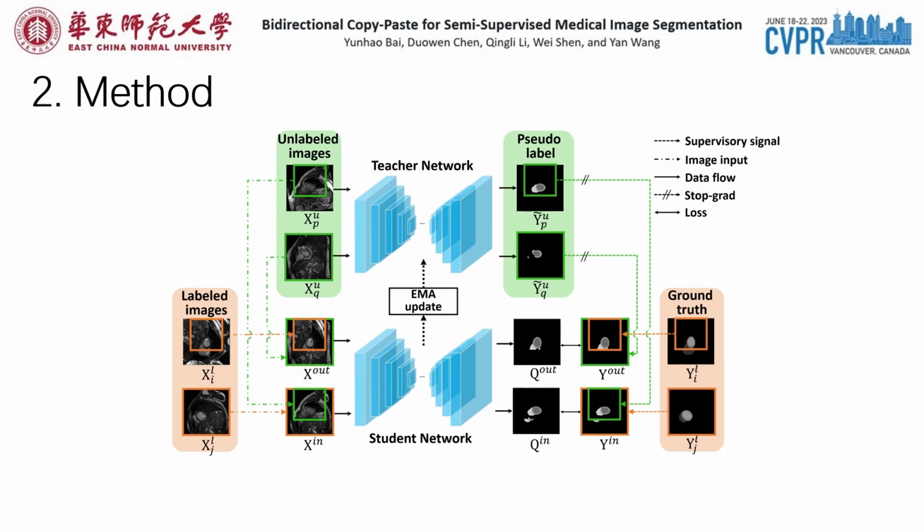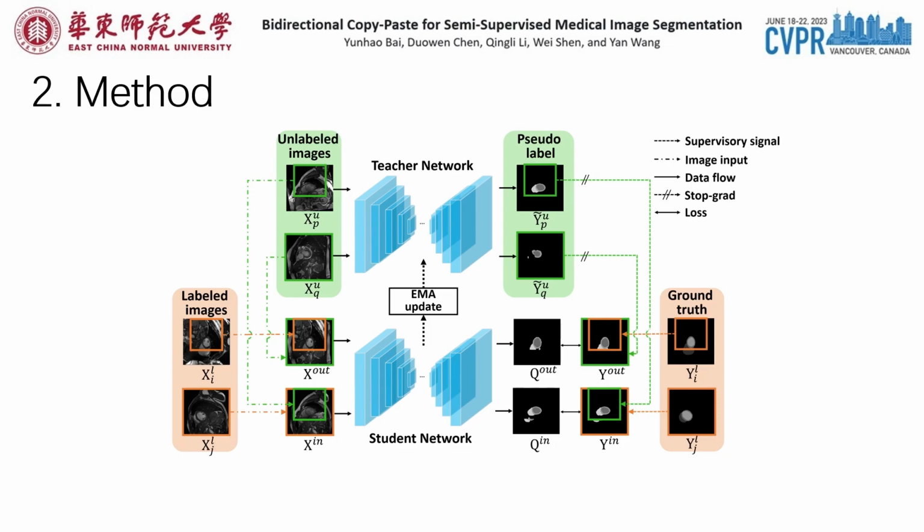To address the aforementioned issues, we propose an amazingly simple yet effective method based on the self-training framework, bidirectional copy-paste. For the student network, our input not only pastes the labeled data onto the unlabeled data, but also pastes the unlabeled data onto the labeled data.